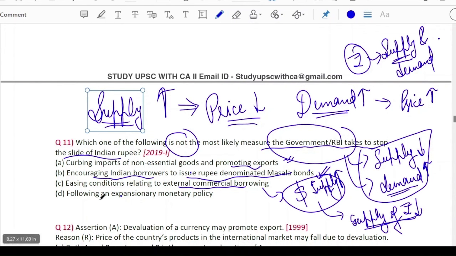Let's read fourth statement. Following an expansionary monetary policy. Expansionary monetary policy means easy monetary policy. It means RBI is increasing money supply by decreasing the interest rates in the market. If money supply is increasing, it means it will result into the increase in the supply of the rupee, that will decrease the price of rupee. So, this is the answer.